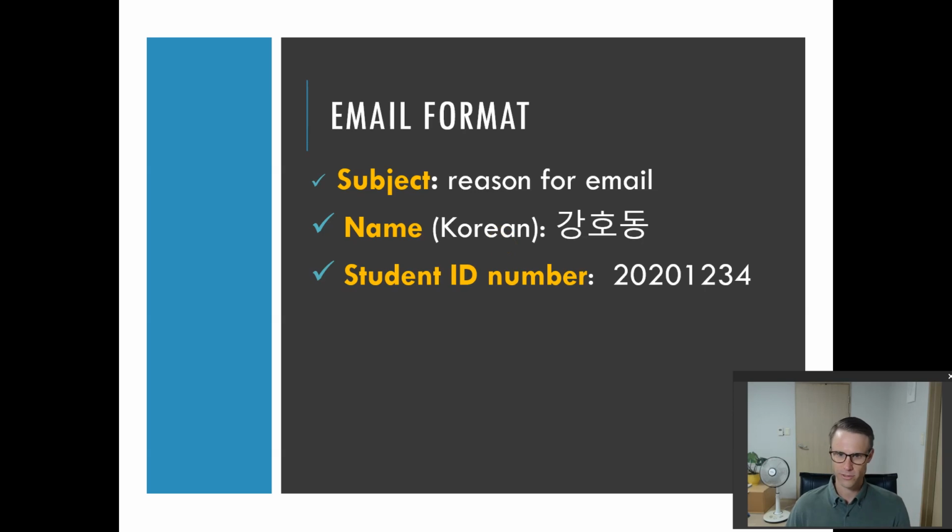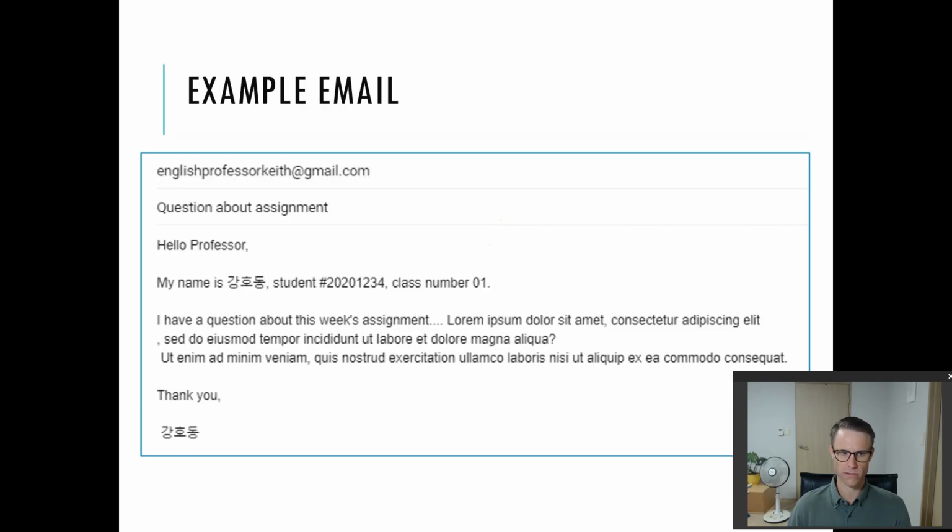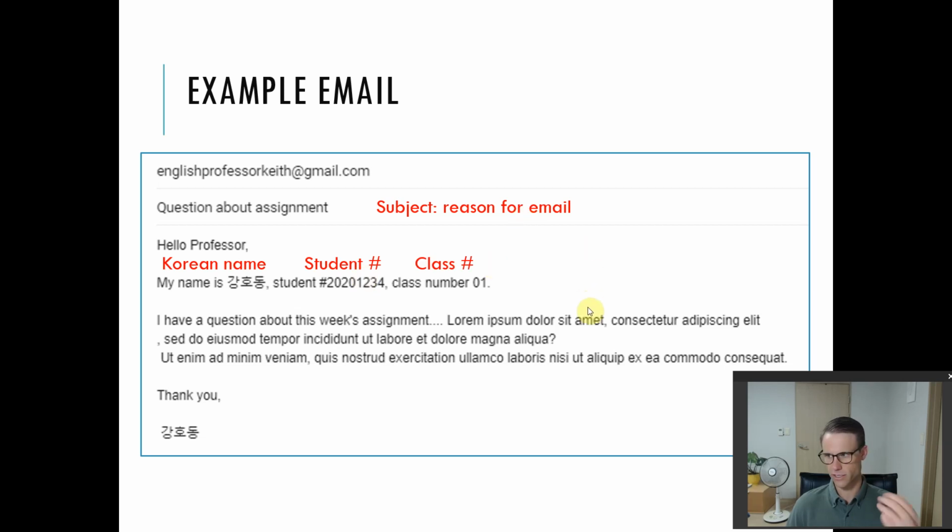So just email me in Korean your name in Korean. And then your student number, because some people have the similar name, and your class number. So your class number for Business English is 01. So that way I know who you are and which class you are in. Important information before I can help you. So email that. Here is an example of an email. Example email, you have my information here, and then you have the subject or reason, question about assignment, include your name, 강호동, student number and the class number, and then tell me about your information, and that would be great.